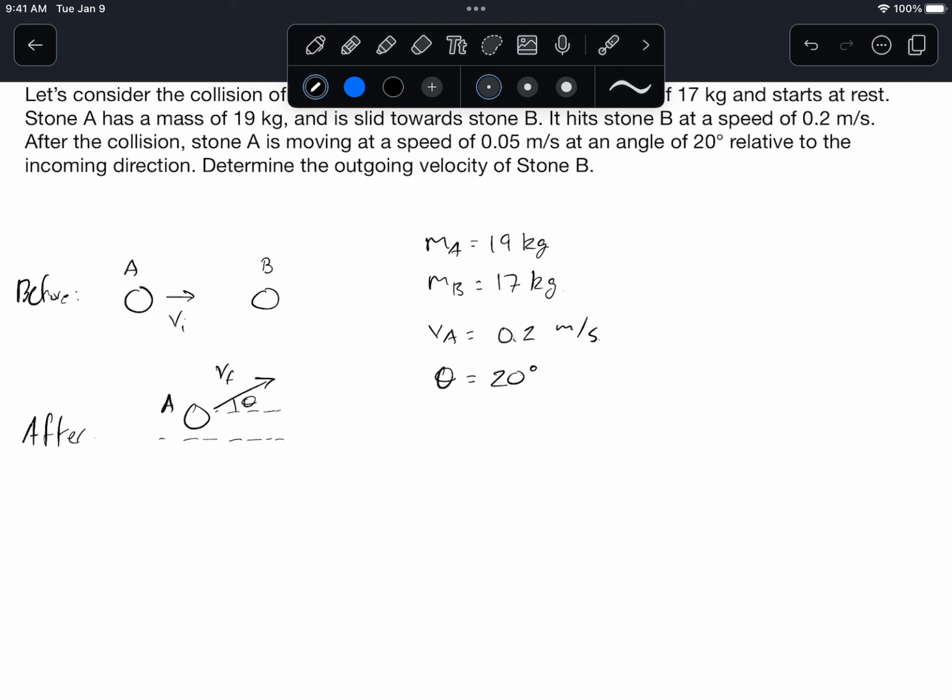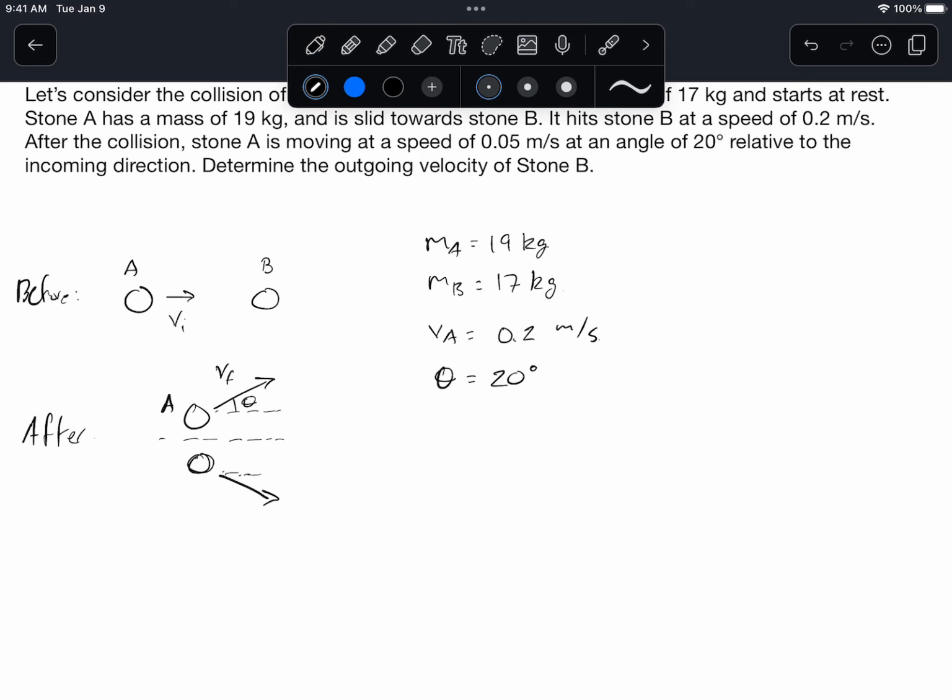And so what happens to stone B? Well, if stone A got deflected upwards, then momentum has to be conserved. So there's something moving up. At the beginning, there was nothing moving up or down. So stone B is going to have to be moving down, but it's also probably going to be moving a little bit to the right. So it's going to be doing something like this, right?